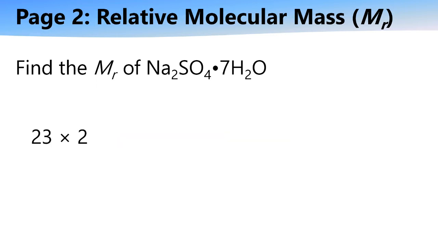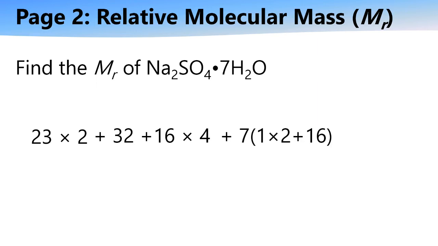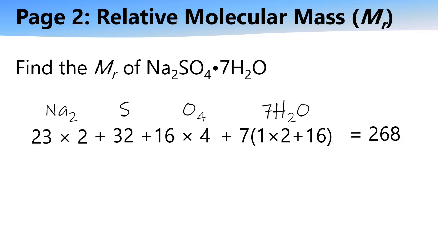So similar, Na2 plus SO4 and 7H2O is added. The dot there is just to separate the water from the original crystal. And since there's 7 of them, I need to use 7 bracket 1 times 2 for H2 plus 16 for oxygen. You just put them inside the calculator and you get 268.